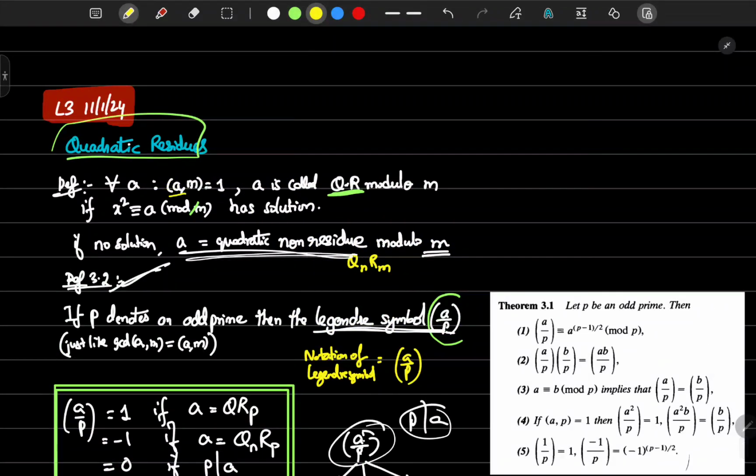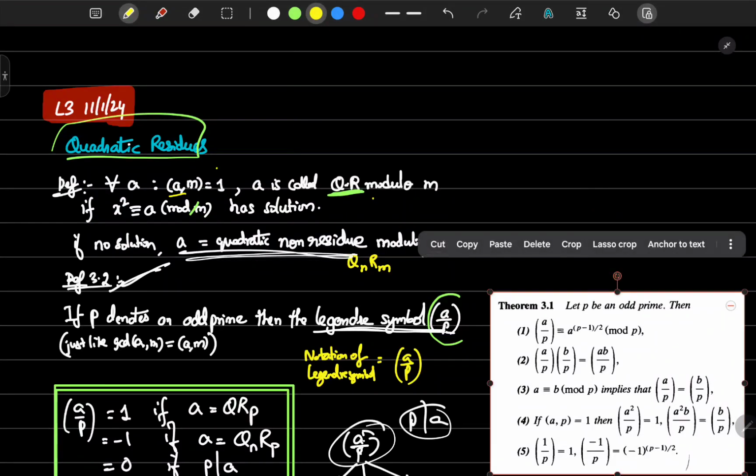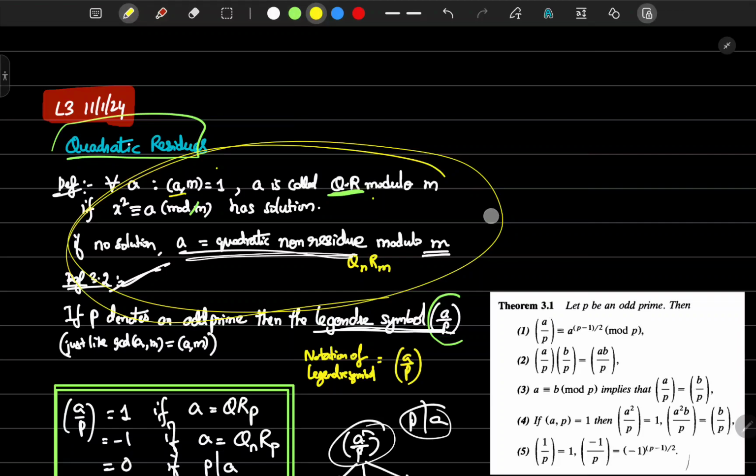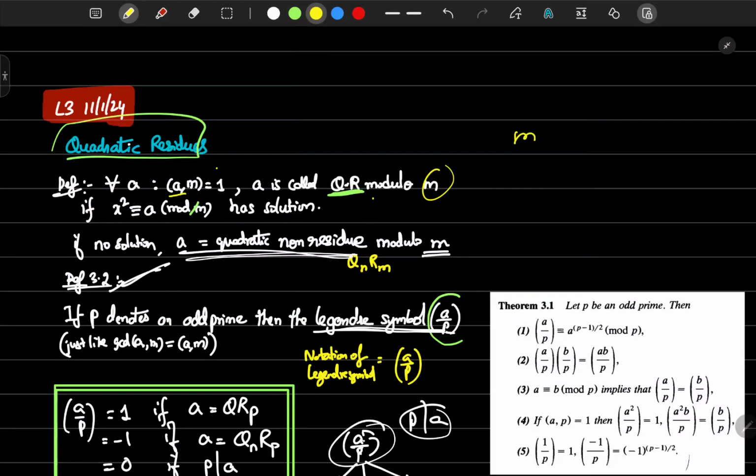For a number a with GCD of a and m equal to 1, a is called a quadratic residue modulo m if the equation x square is congruent to a mod m has a solution. Suppose it doesn't have a solution, then we say that it is a quadratic non-residue modulo m. This is the basic definition. Now given m and a, tell me whether a is a QR or QNR.